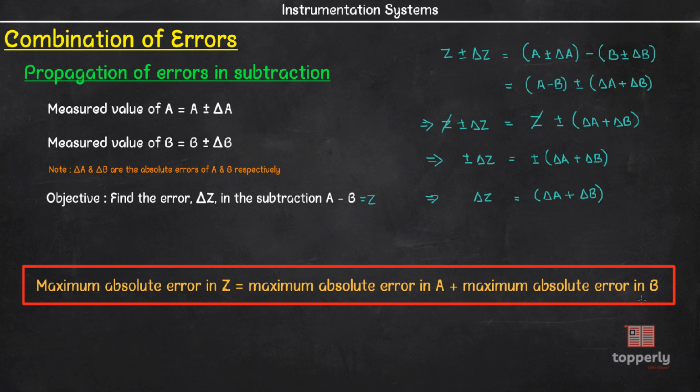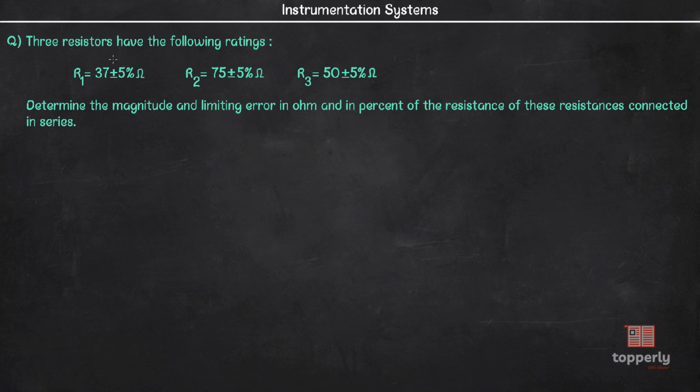Okay, now let's see some example to make the concept more clear. Three resistors have the following ratings. R1 is equal to 37 plus or minus 5% ohm, R2 is equal to 75 plus or minus 5% ohm, and R3 is equal to 50 plus or minus 5% ohm. Determine the magnitude and the limiting error in ohm and in percentage of the resistance of these resistances connected in series. Okay, so the resistances are connected in series.